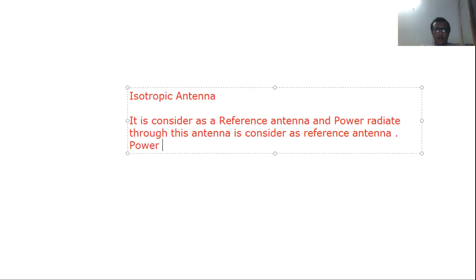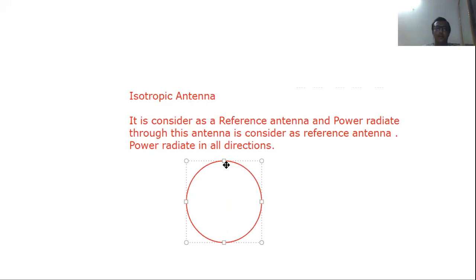Reference antenna and power radiate in all directions. Power radiates in all directions means what? This type of pattern we get from an isotropic antenna. An isotropic antenna can act as a reference antenna. Power radiated through the antenna is present in all directions. It can be considered an ideal antenna, so it is known as an isotropic radiator.